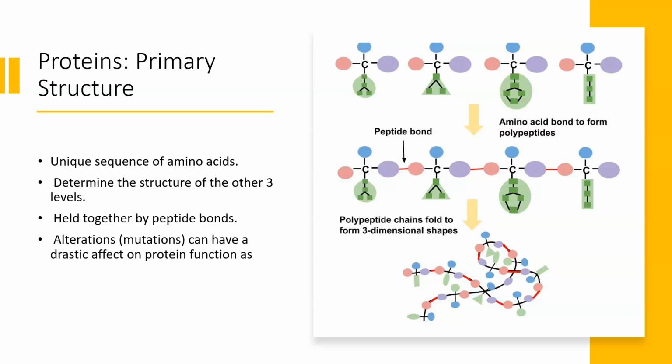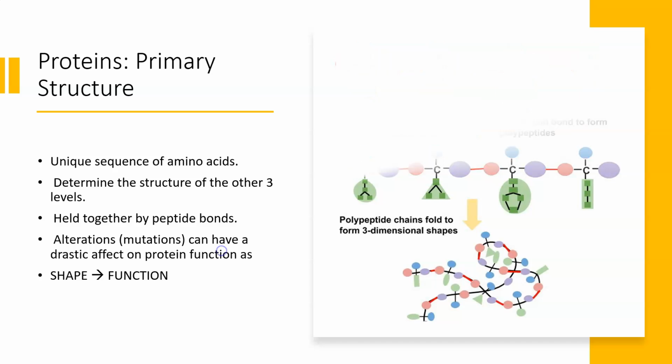Alterations, mutations, can have a drastic effect on the protein function, as the shape of the protein equals the function. So if you change that amino acid chain, the shape of the protein will be different, therefore the function will be impacted.